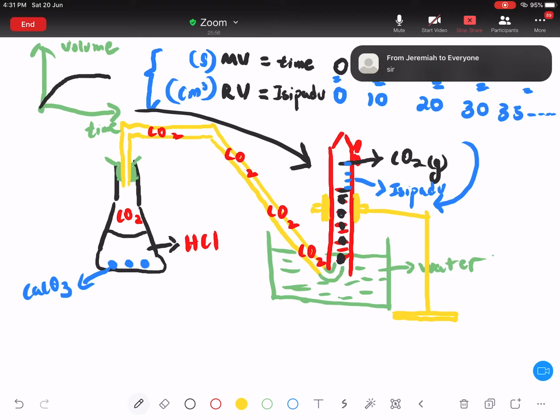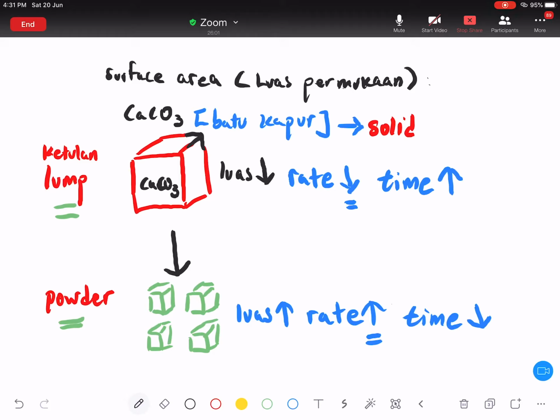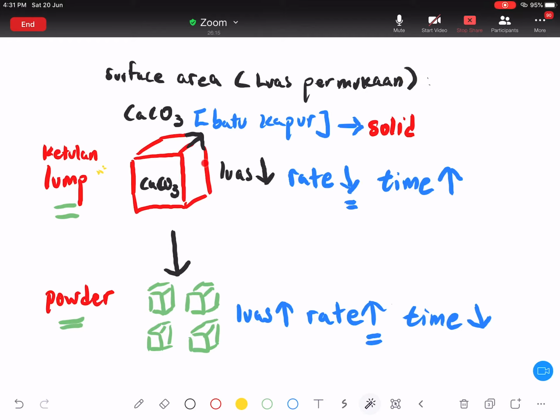Now, guys, we go back to the earlier topic. Just now you did it with calcium carbonate, a big lump. Yes, it is water only. And also, you are going to repeat the same experiment using this one. Its size is now changed. The experiment setup is the same, but the size changes accordingly.